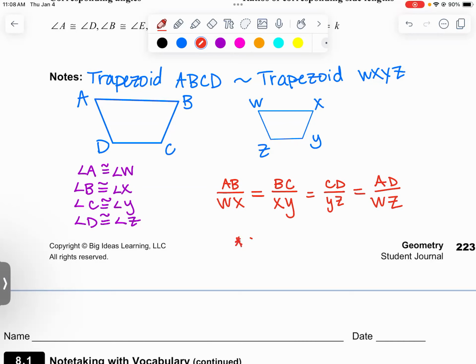This is what we call the statement of proportionality. That's a fun word to spell.